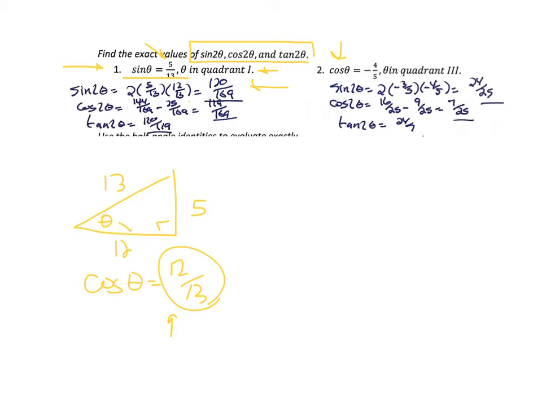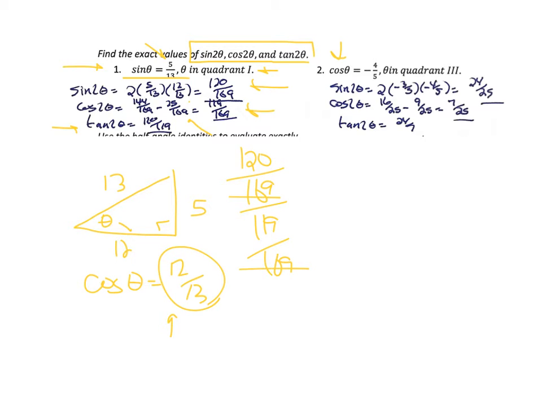Cosine 2x, you have 3 options. You can pick any of the 3 you want to. I picked the first one. I did cosine squared minus sine squared, and I just plugged it in. I squared my cosine, my 12/13. I squared my 5/13, subtracted them. I got 119 over 169. And to be honest with you, when it asks me for tangent 2x, I never actually work out the formula. Remember, tangent is sine over cosine, so I always just put the sine, which is 120 over 169, over the cosine, which is 119 over 169. Those cancel, 120 over 119.